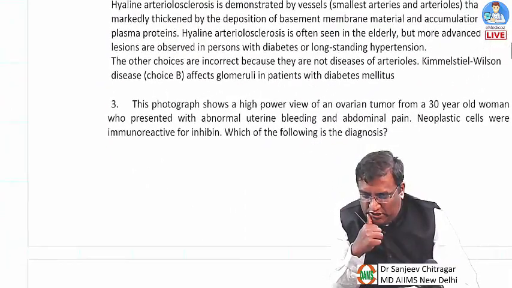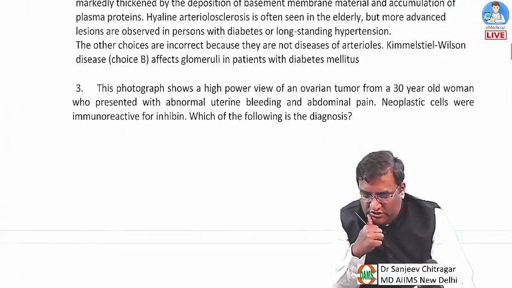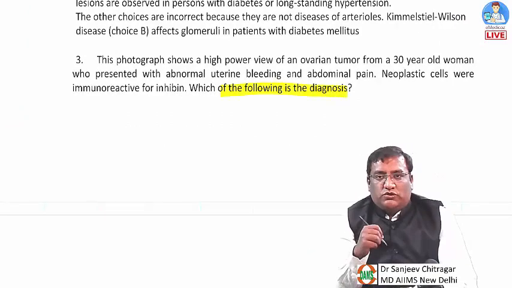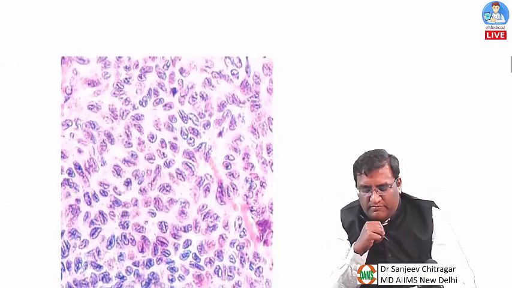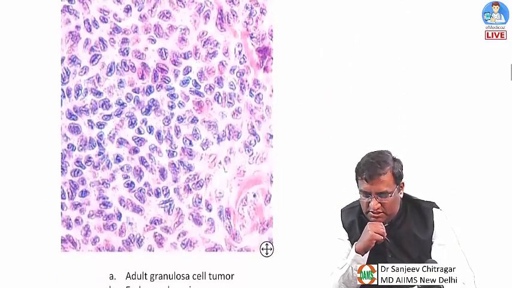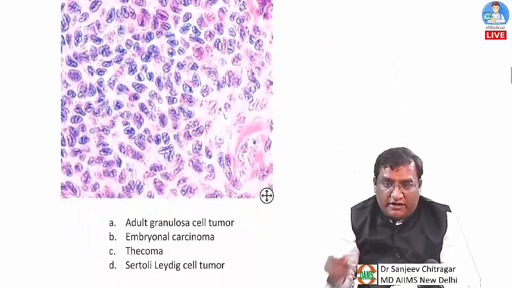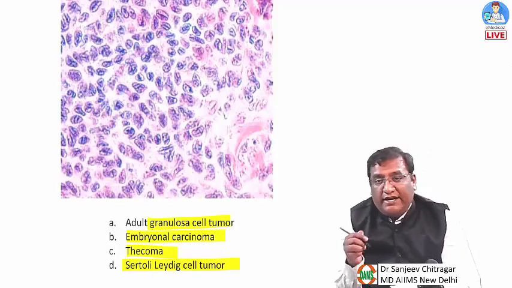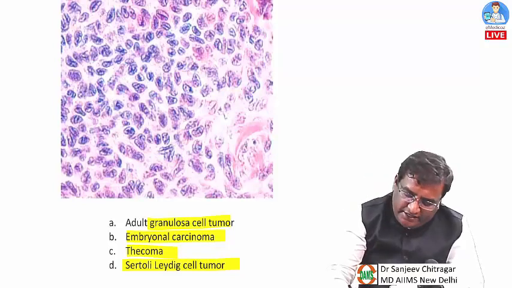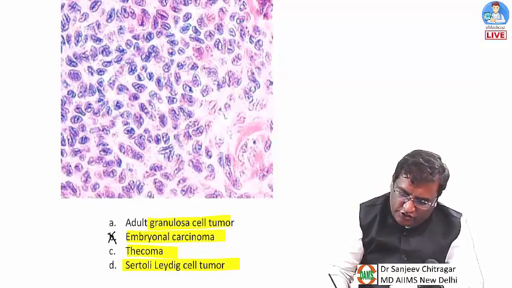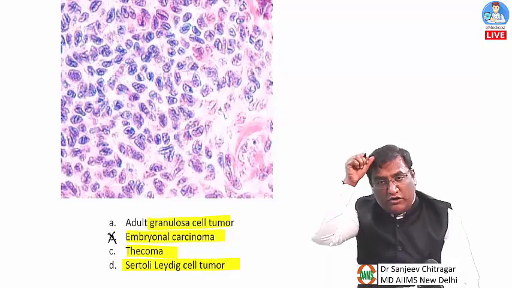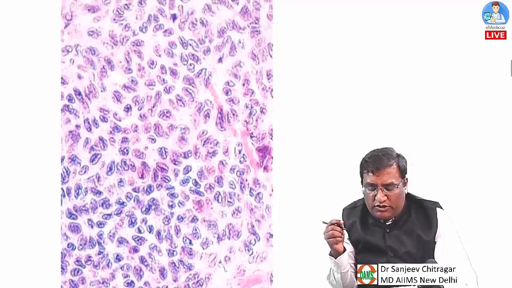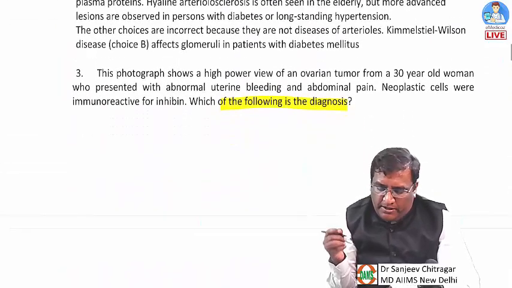Next, let us look at the next question. Okay, a lengthy one, the last line again. Which of the following is a likely diagnosis? There is an image given. The options given are adult granulosa cell tumor, embryonal carcinoma, thecoma, Sertoli-Leydig tumor. Definitely it is not an embryonal carcinoma looking at this, because embryonal carcinoma would have more pleomorphic nuclei. Anyway, let me look at the question, then it will help me out.